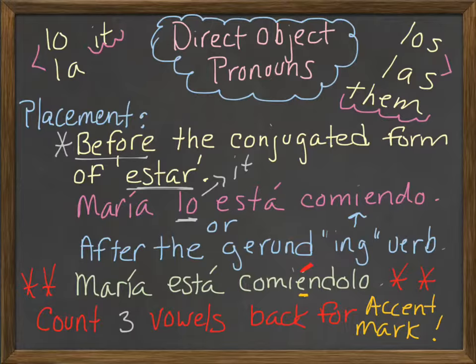Or your other option is to actually attach it or put it after the gerund or the ing verb, which would be this verb. You can attach it to the end, and I'll show you that. So you would get Maria está comiéndolo. See how we attached it right there? Now, if you attach it, be very careful to go 3 vowels back, 1, 2, 3, right here, over the E and add your accent mark, okay? So if you attach a direct object pronoun to the end of your iendo gerund verb, your ing verb, make sure you put the new accent mark, okay?